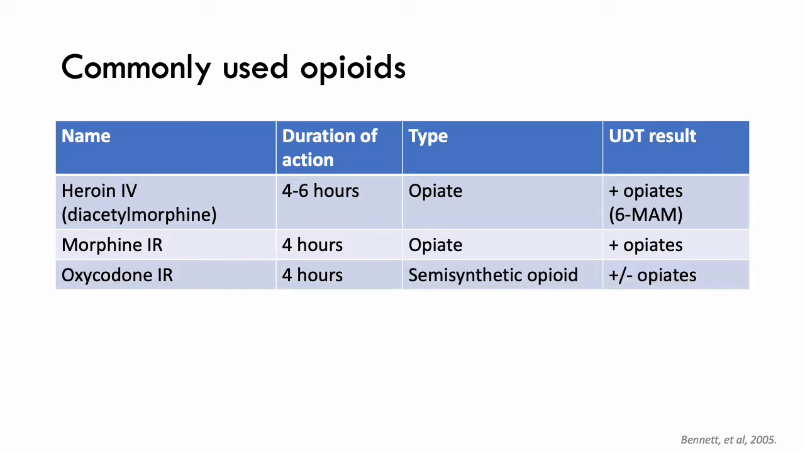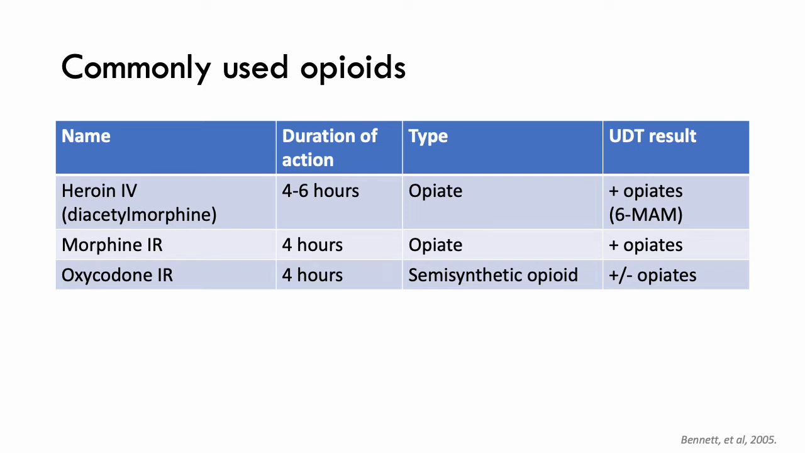Oxycodone is similar in duration to morphine, but is partly synthetic, so it may or may not show up on a screening test that doesn't have a separate oxycodone result. It's important to note that right now there are many fake oxycodone and morphine pills in the community. They may or may not contain what they advertise, but they do typically contain fentanyl.